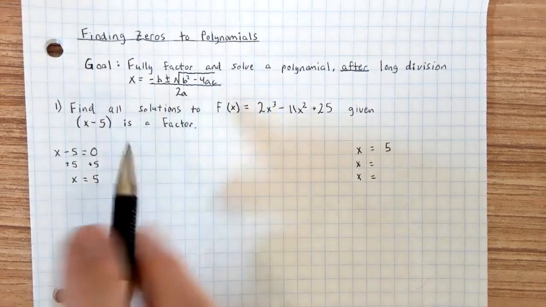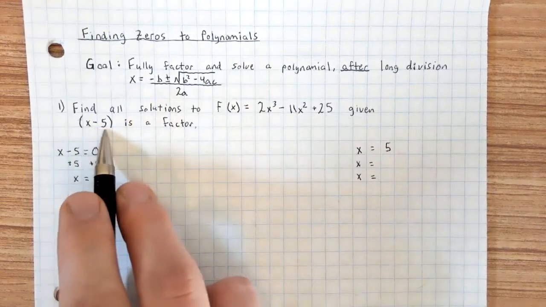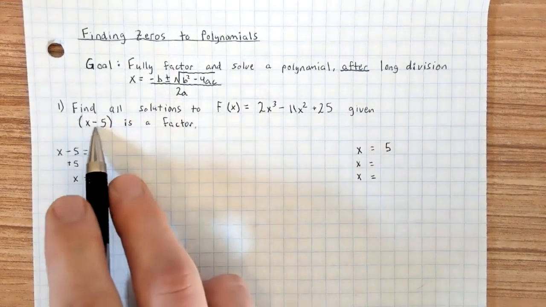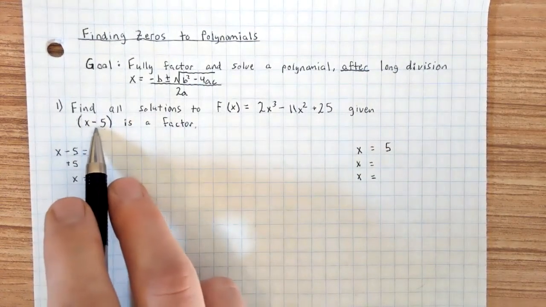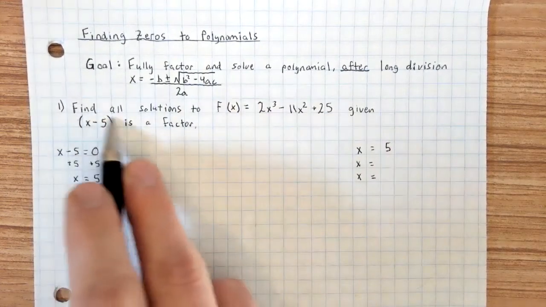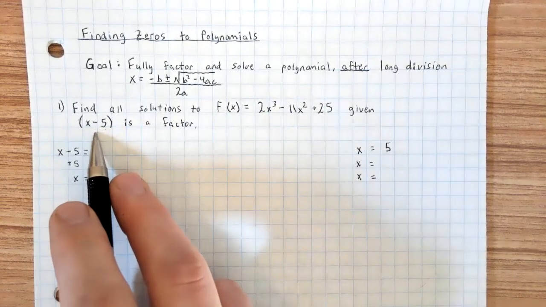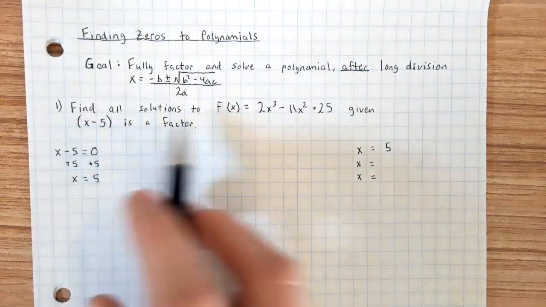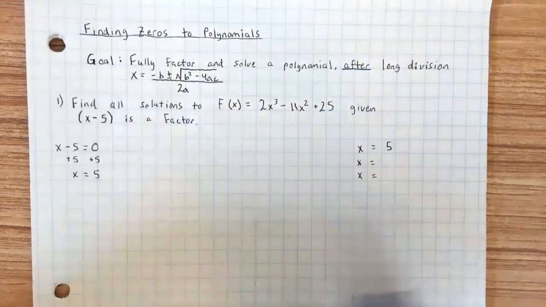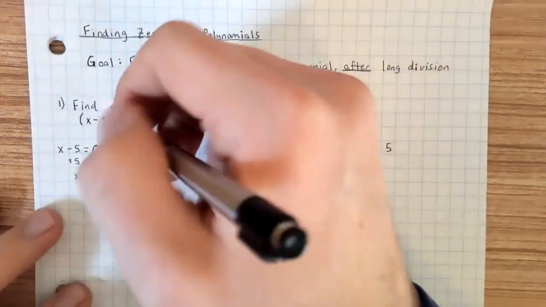So let's do that. One other good thing about being a factor is that when we do long division and divide the function by x minus 5, we're going to have a remainder of 0. That means we're going to have a perfect quadratic to work with. So let's go ahead and do some long division. I'm actually just going to do synthetic division to make this go a little quicker.